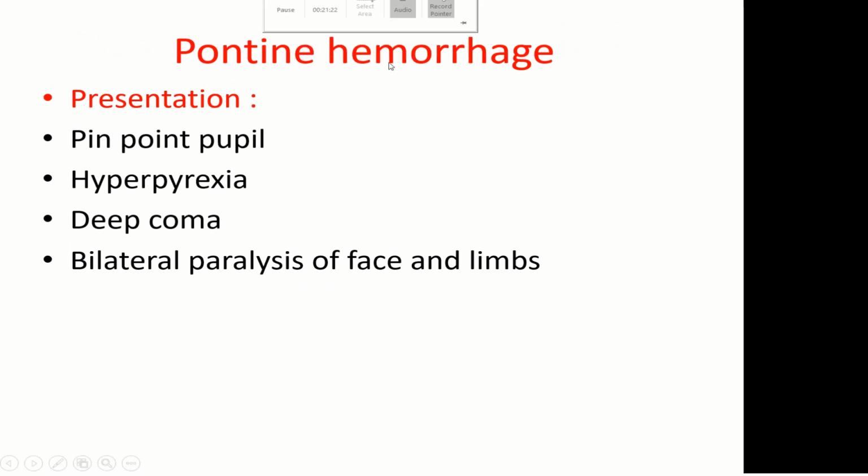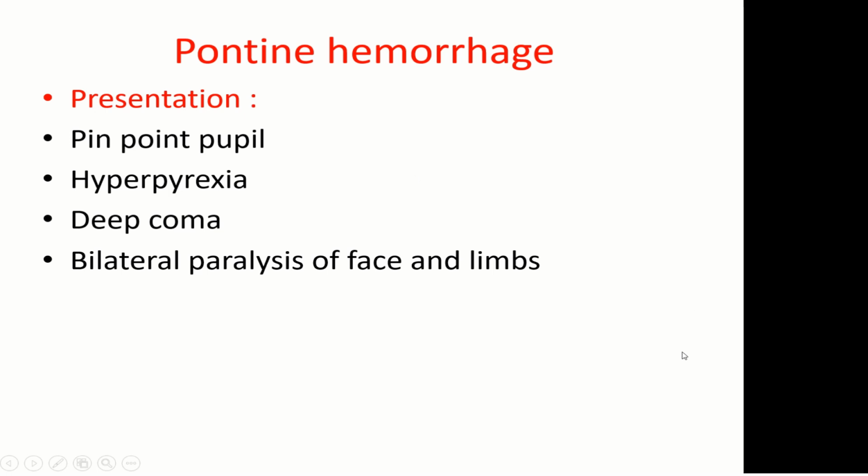Then pontine hemorrhage. What you have to remember in pontine hemorrhage is PPP, triple P. What is the triple P? Pinpoint pupil, pyrexia, and paralysis. So these are the three P's in pontine hemorrhage. Symptoms: pinpoint pupil, hyperpyrexia, deep coma, bilateral paralysis of face and limbs.